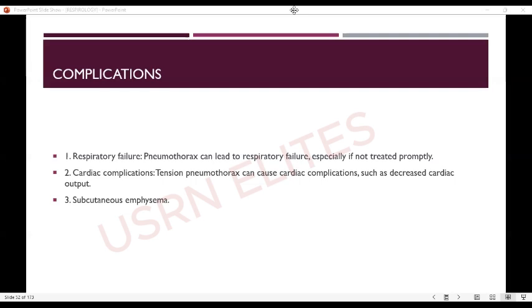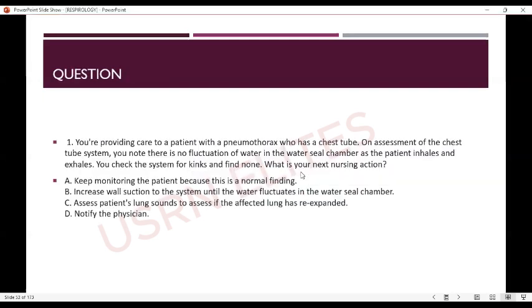All right. So there were some questions we were doing before the computer shut down. I just want us to go through them quickly before we continue with tuberculosis. So let's start going through the questions. The first question was this. I'm reading. You are providing care to a patient with pneumothorax who has a chest tube. On assessment of the chest tube, it's the question.